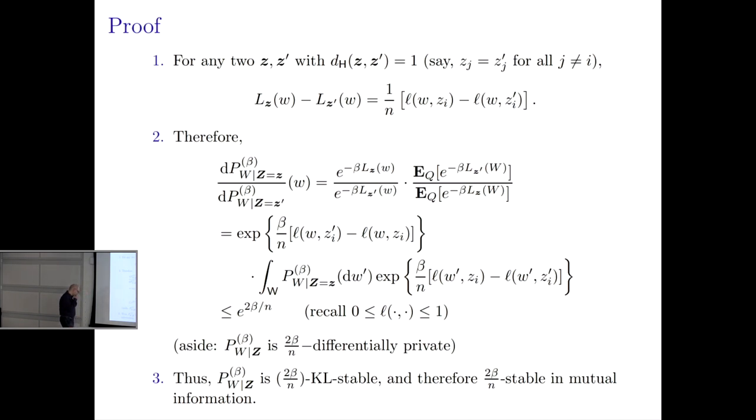private. And because it's differentially private, it's epsilon KL stable. That's more of a precise thing. And we already showed the result that if something is epsilon KL stable in the sense of Basili et al., then it's stable with the same epsilon in mutual information. So here epsilon is 2 beta over n. So that means that the mutual information between W and Z according to the Gibbs algorithm is actually 2 beta at most, because the loss is bounded. So that's one of the terms.